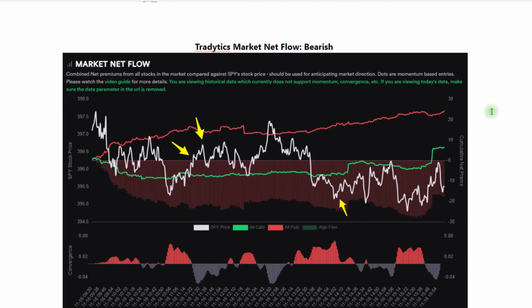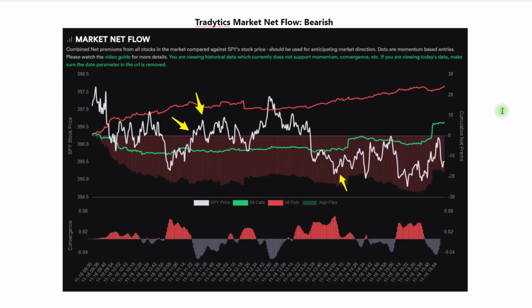I've posted about market net flow. This is a different product or service. I am not affiliated with them. This is just a product I use, but I wanted to show you how you can use it. I like to just have it because I think it's super interesting. And if you haven't seen the videos on this before, let me just give you a brief primer.